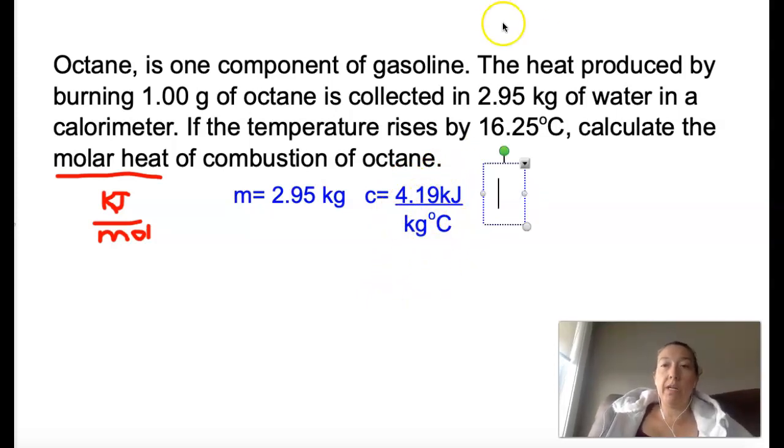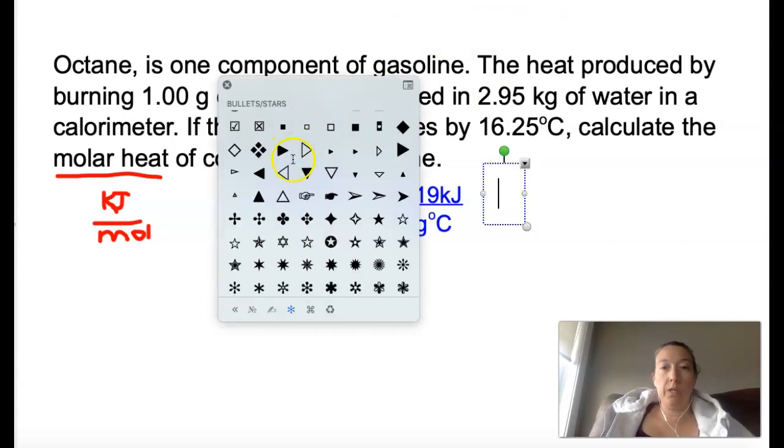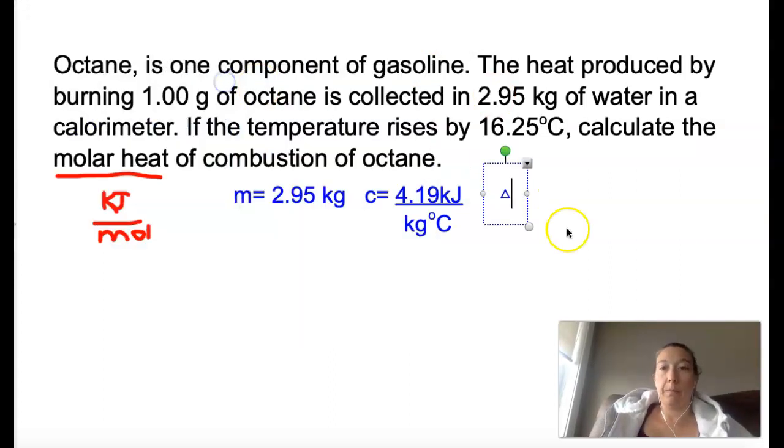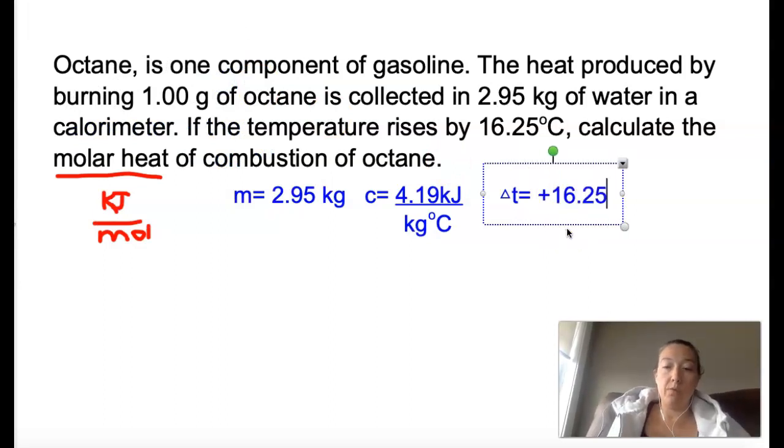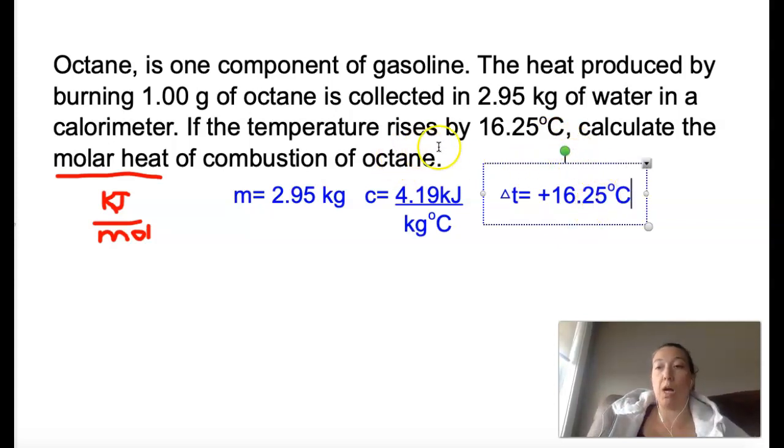And then we were given that delta T, which is going to be positive 16.25 degrees C, because it said the temperature rises, which is why it's positive. So there's my MC and delta T. That's how I'm going to get the kilojoules part. I need to get the moles part as well.